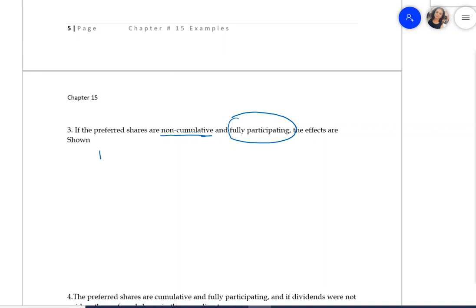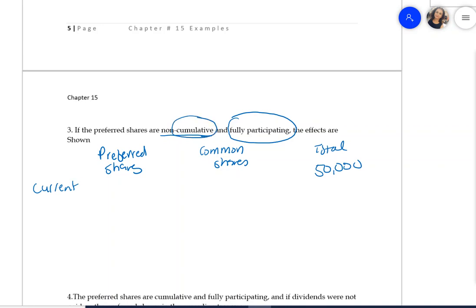So we have preferred shares. We want to know how much of the 50,000 goes to preferred and how much goes to your common shareholders, and the total we have to distribute is 50,000. Now first we're going to give them the current year. If it's not cumulative, we only worry about the current. So the current portion is only 6,000. So we give them 6,000.